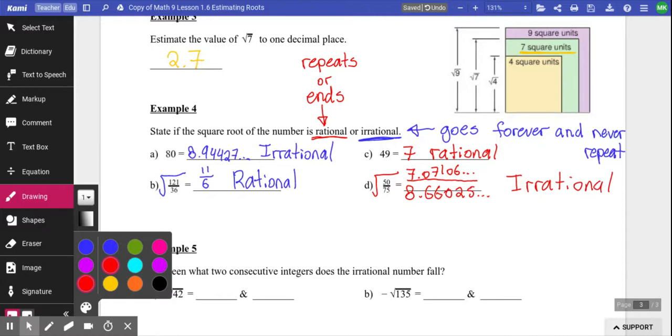Those are questions that you can actually put in your calculator to figure it out. It's not asking you to estimate. It wants to know, is it rational? Is it irrational?